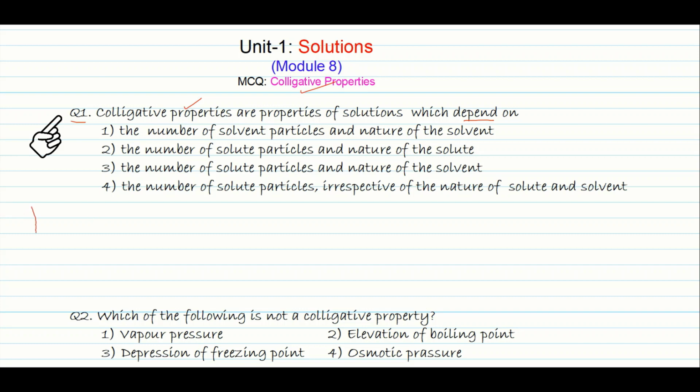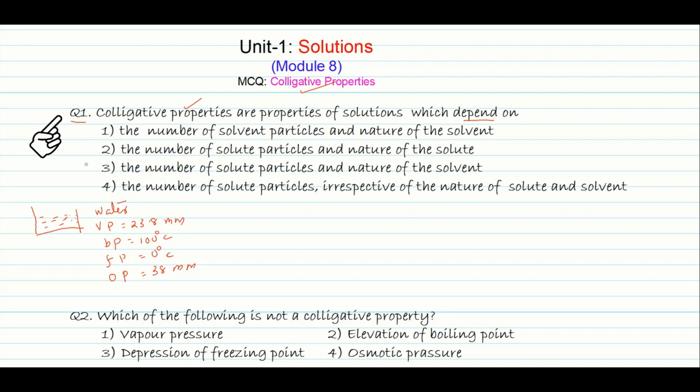For this, I am considering a vessel which contains water. So here water acts as solvent. In the case of water, vapor pressure at room temperature is 23.8 millimeter. Boiling point you see 100 degrees Celsius. Freezing point it is 0 degrees Celsius. Osmotic pressure it is equal to 38 millimeter.